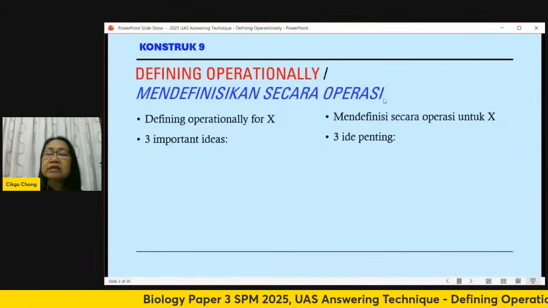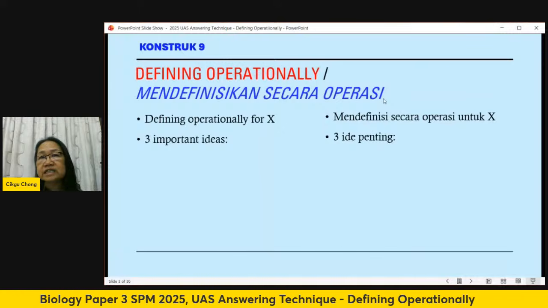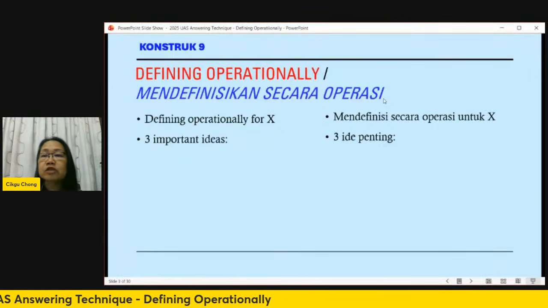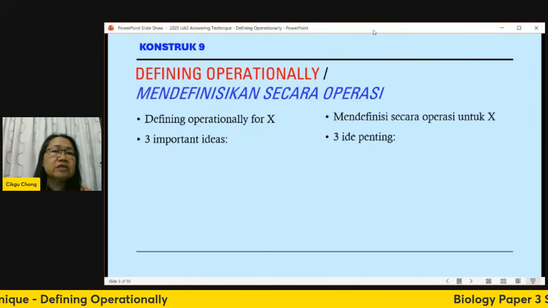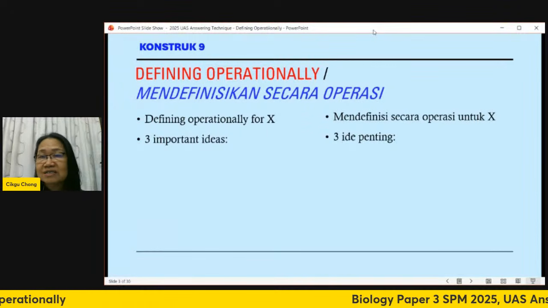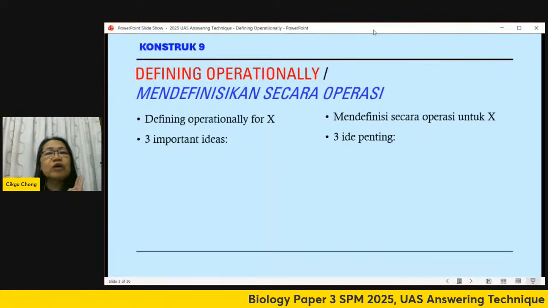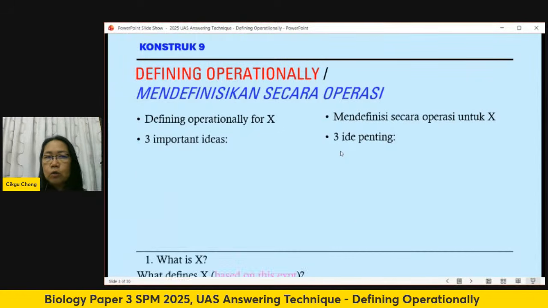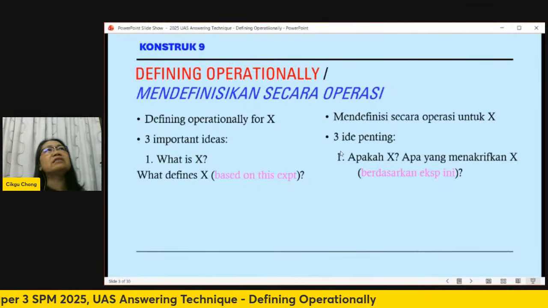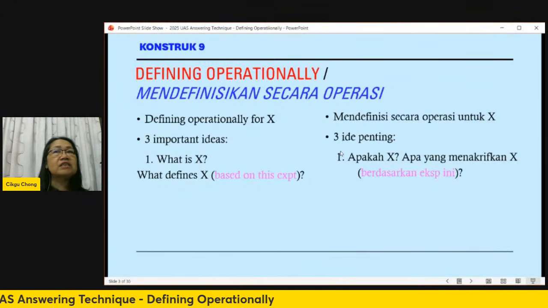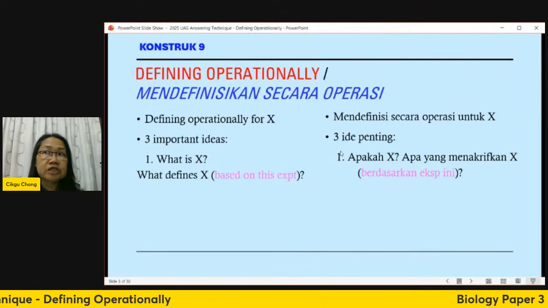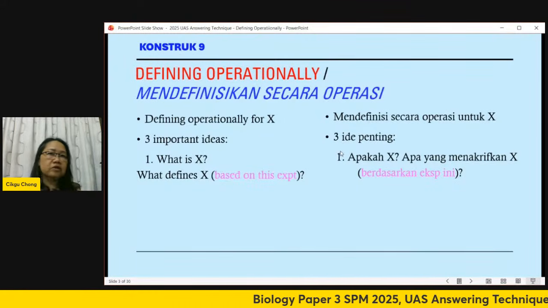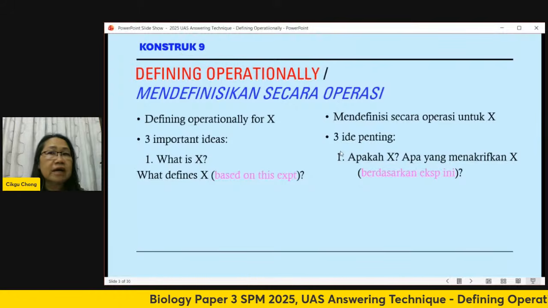Okay, so the thing to remember for defining operationally is there are 3 main ideas. In your answer for defining operationally, you should include these 3 things. Okay, so 3 perkara that you have to put inside your answer. Okay, first thing here is, all right, what is X? Let's say, for example, what is diffusion? Define operationally diffusion. Okay, let's say experiments about diffusion, right? Molecules moving in and out, depending on what molecule, you have to see the question.